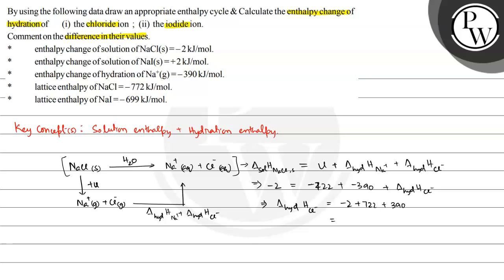here the lattice enthalpy will be in positive, because we are adding lattice enthalpy to the crystal in the solid so that the solid breaks into its ions. So here we'll be having -722 instead of plus, we'll be having -722 plus 390, and this value is -334 kilojoule per mole. So hydration enthalpy of Cl minus is equal to -334 kilojoule per mole.